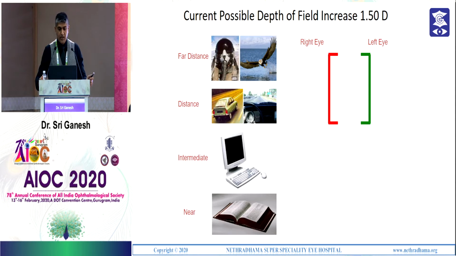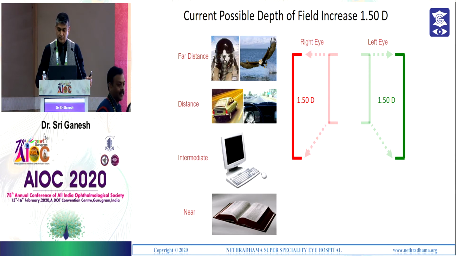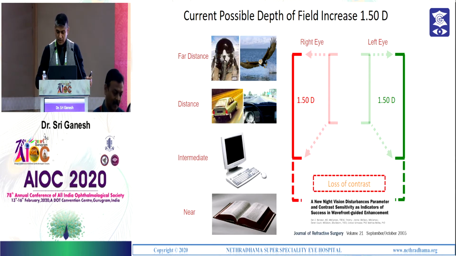And the currently possible depth of field increase is only 1.5 diopters. If you try to increase more by inducing more spherical aberration, the contrast reduces and you have side effects. But then you can only see with 1.5 diopters for distance and some amount of intermediate. So you combine that with a micro monovision where you make the non-dominant eye myopic. So there is a loss of contrast if you try to increase it more than 1.5.